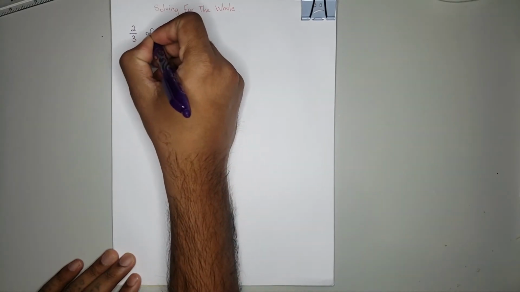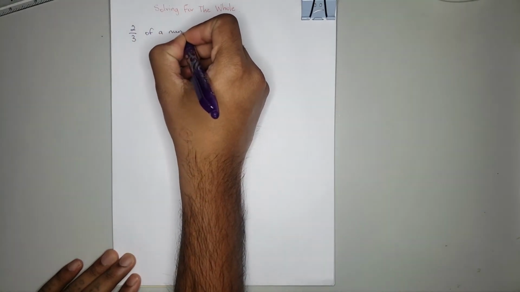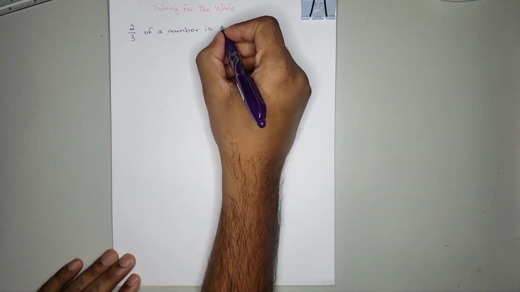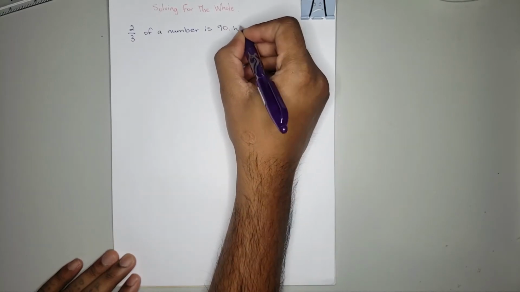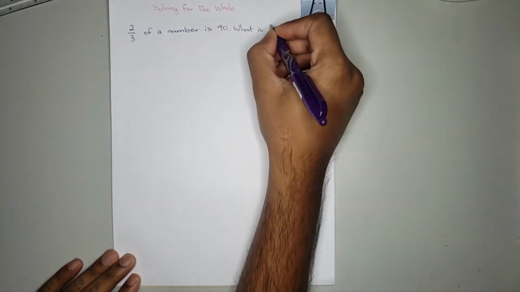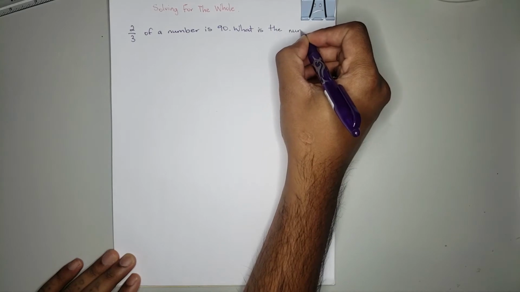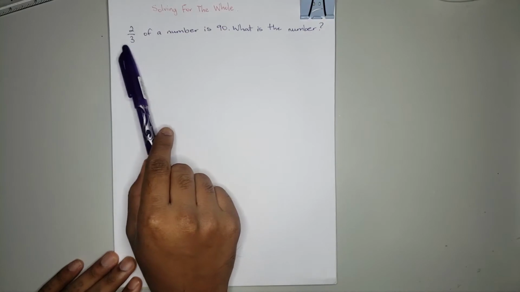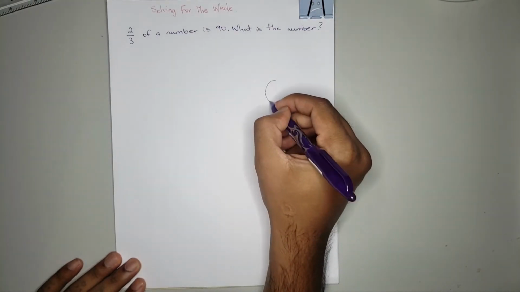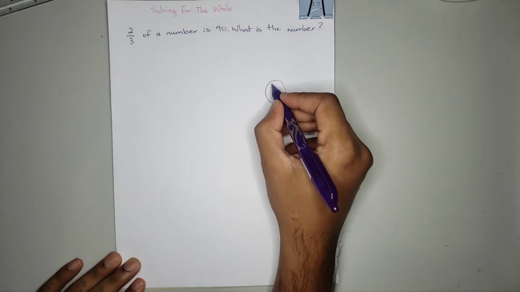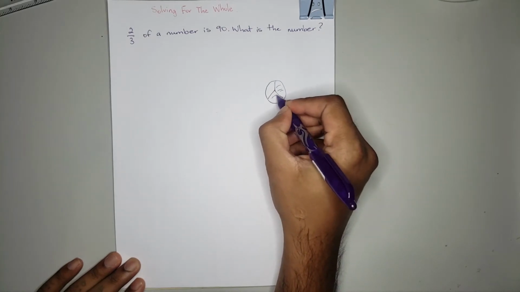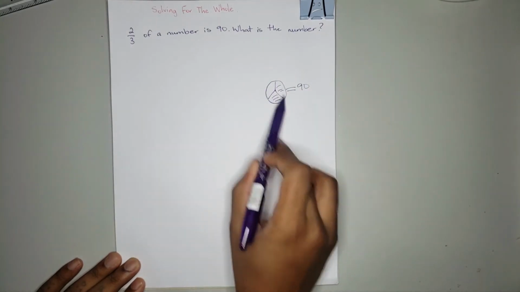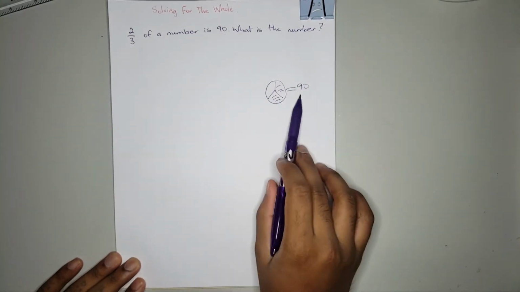2/3 of a number is 90. What is the number? So if we realize, from the whole, whatever that number is, we know 2/3 of it is equal to 90. This is what this is saying. 2/3 of the whole, of whatever number, is equal to 90.